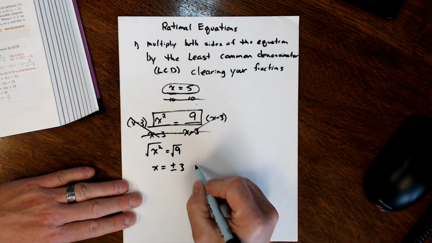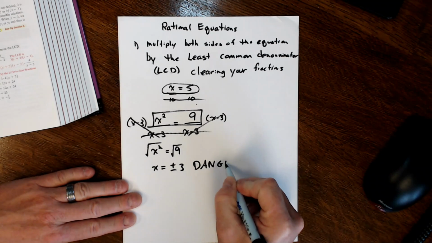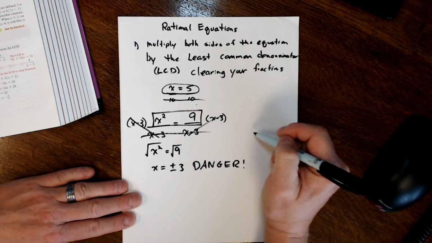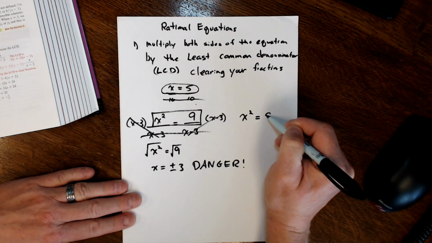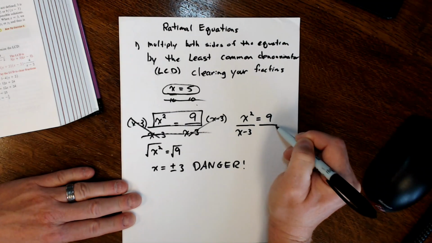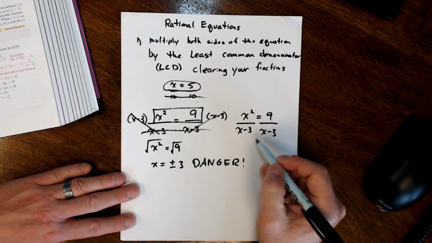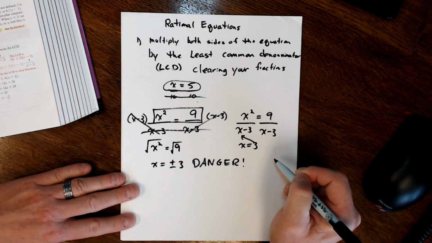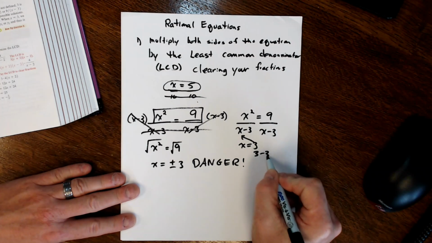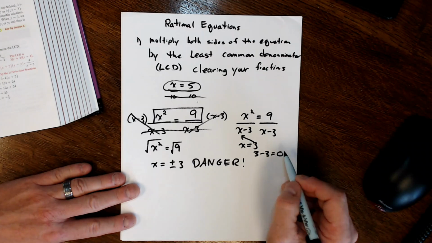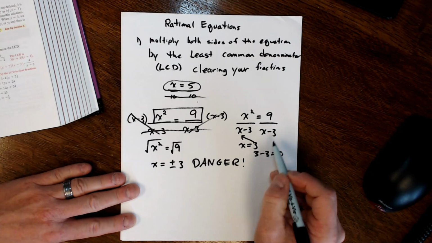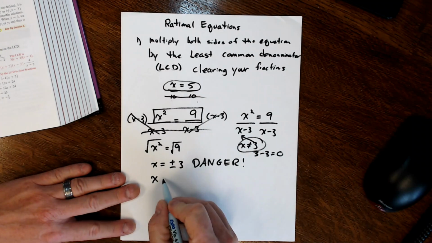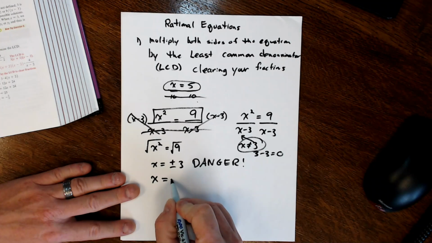Now this is where you have to be careful. You have to make sure that your numbers actually work in the original equation. Our original equation had x squared over x minus 3 is equal to 9 over x minus 3. If we have x is equal to 3 and we put that into our denominator here, we would have 3 minus 3 and that equals 0. Now we can't divide by 0, so 3 is not a viable solution for this. So therefore our only answer is going to be x is equal to minus 3.